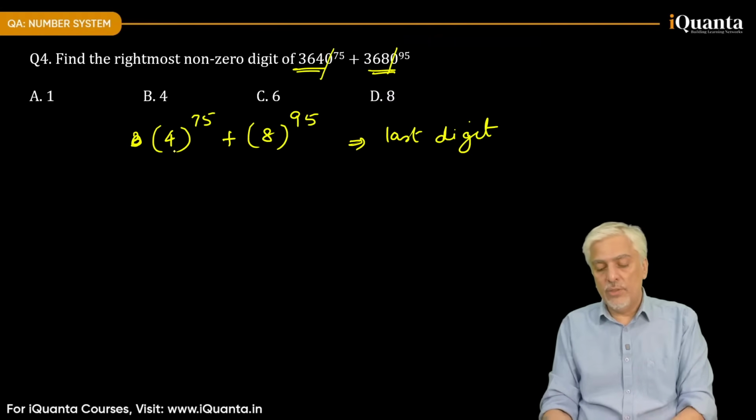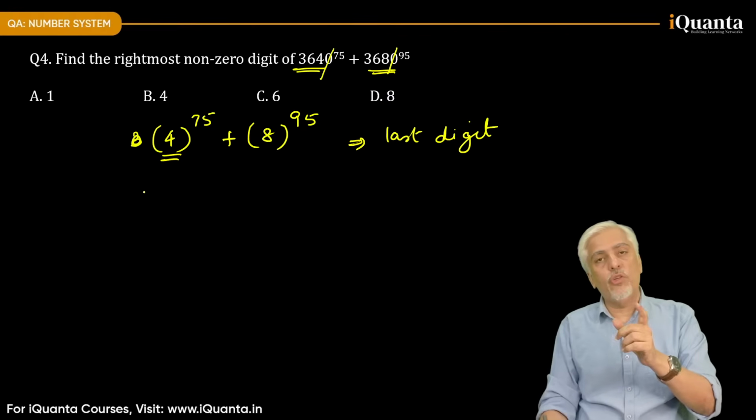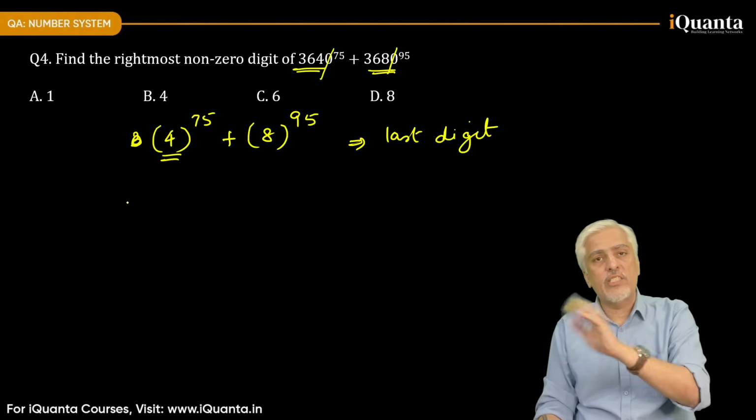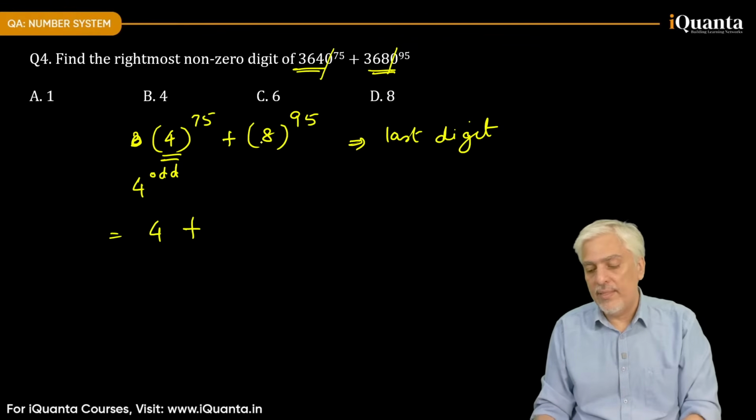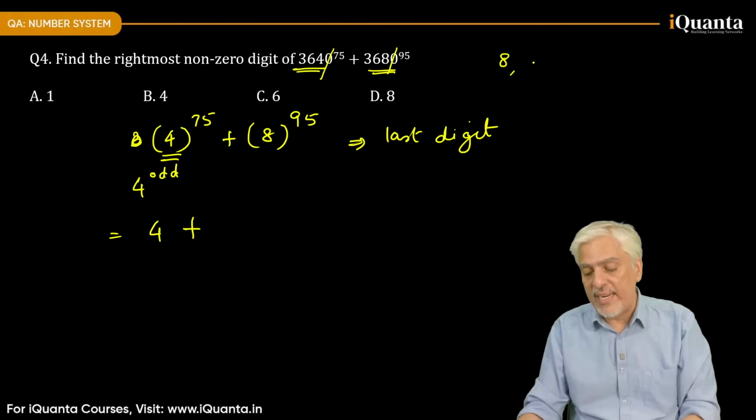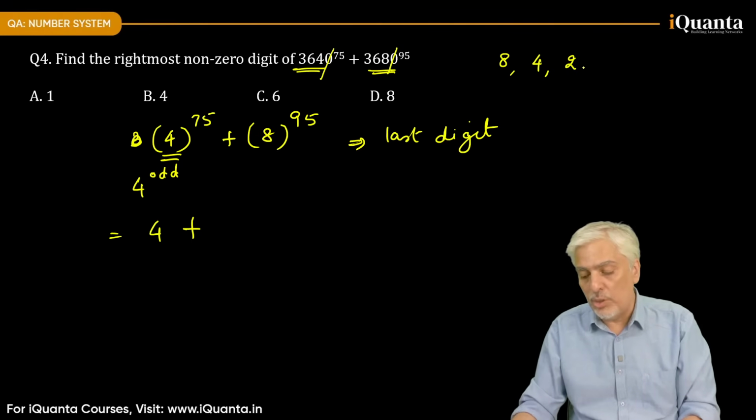What will we get? 4 raised to 1 is 4, 4 raised to 2 is 6, then again 4, 6, 4, 6. So 4 raised to odd is 4. So this answer is 4. Now 8. 8 raised to 1 is 8. 8 raised to 2 is 64. 8 raised to 3 ends in 2, then ends in 6.